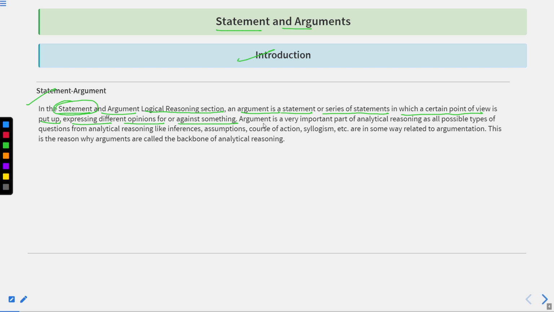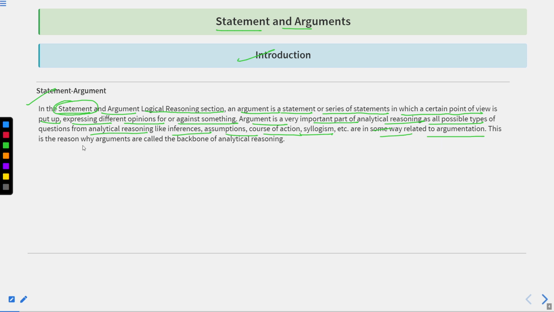So argument is a very important part of analytical reasoning, and all possible types of questions from analytical reasoning like inferences, assumption, course of action, syllogism, ये सब चीज हम लोगों ने पढ़ रही हैं, are in some way related to the argumentation.